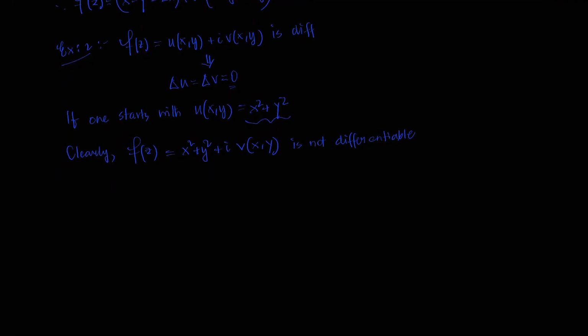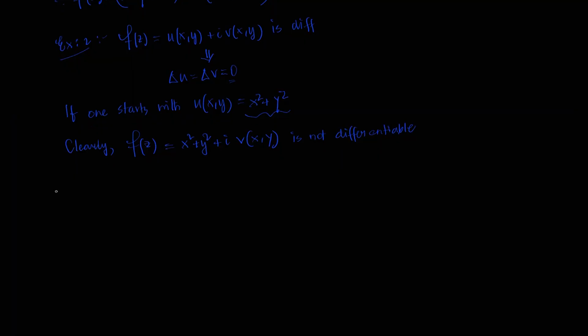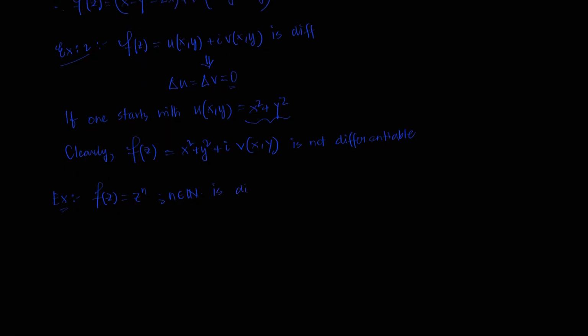Now what we want to see is what the CR equation does in polar coordinates. Think of it like this. Let's put another example. f(z) equals z power n. Now I want to see if this particular function is differentiable or not. That's the question.